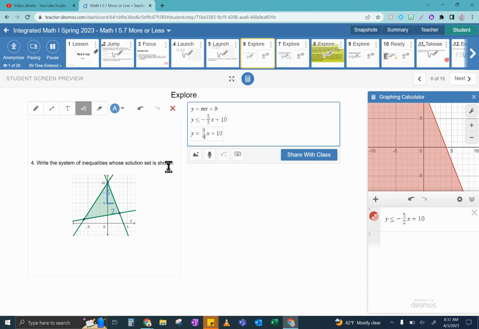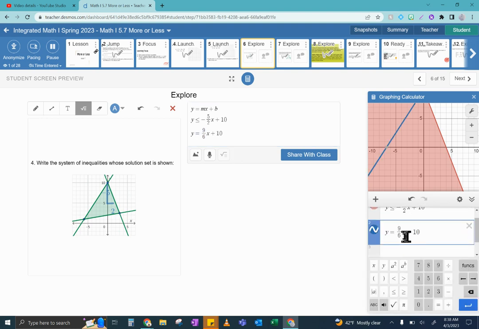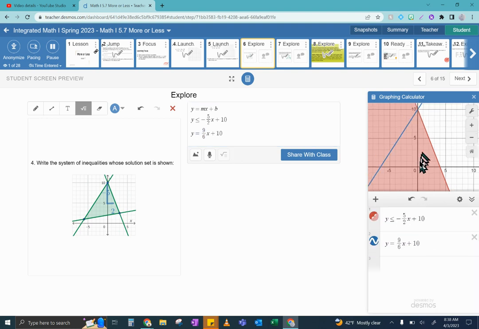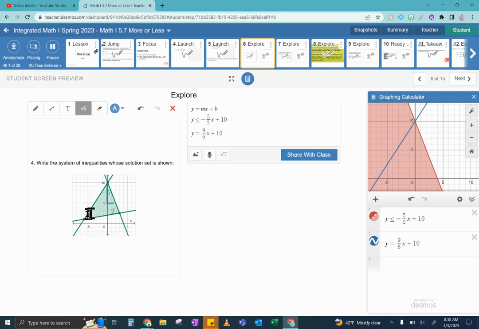You can also simplify that fraction if you'd like. I'm not going to because it's still the same equation, so I'm comfortable with that. And so there's my equation so far. That looks like that, right? That looks like the top of that part right there.